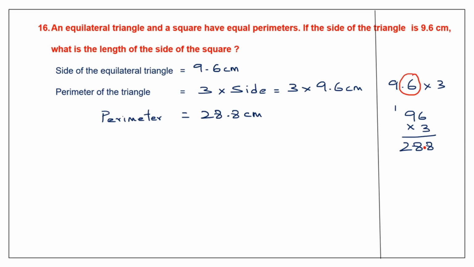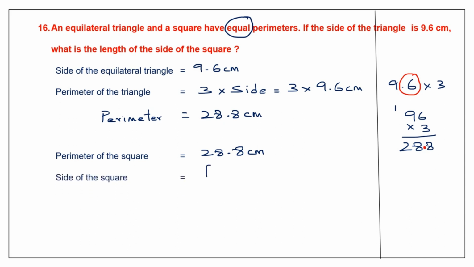Now, according to the question, the triangle and the square have equal perimeters, isn't it? So we can use the perimeter of the triangle now to find the side of the square. So perimeter of the square is the same as the perimeter of the triangle, which is 28.8 centimeters. Now to find the side of the square, the formula will be perimeter divided by 4 because it has 4 equal sides. And the perimeter is 28.8 centimeters divided by 4.